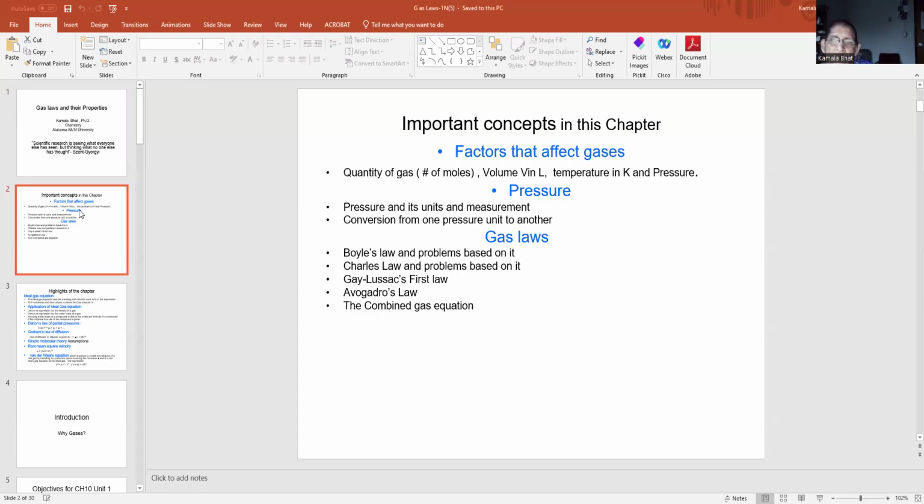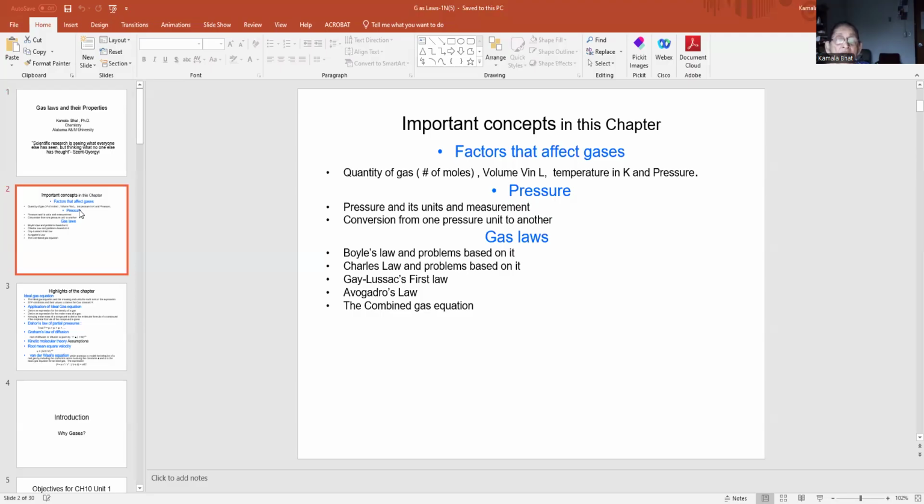The important concepts in this particular chapter are factors that affect gases. There are 4 factors that affect gases in their behavior. They are as follows: the quantity of gas, which is basically the number of moles; the volume of the gas kept in a container, expressed in liters; temperature, at which the changes are occurring, to be written or converted to Kelvin, the absolute scale; and pressure.